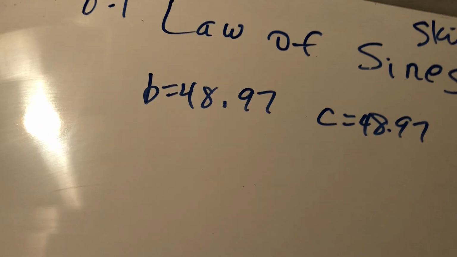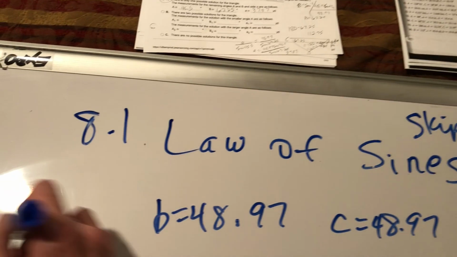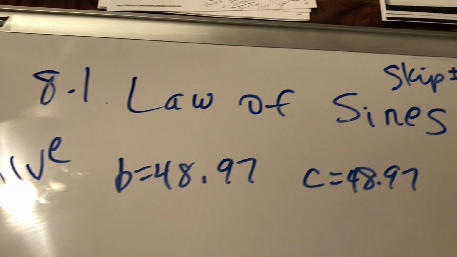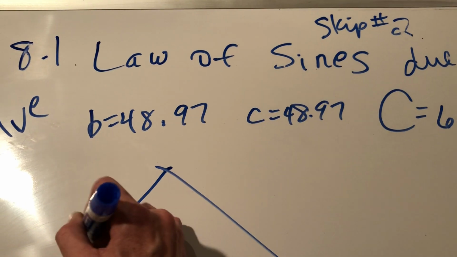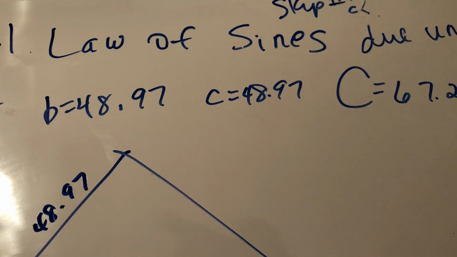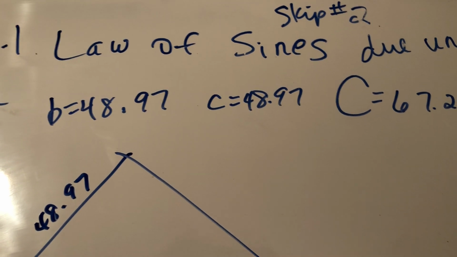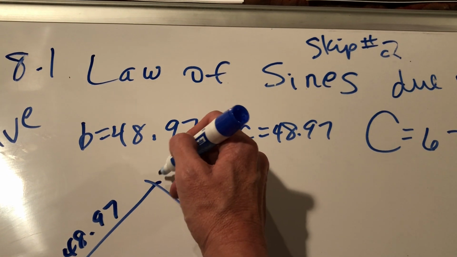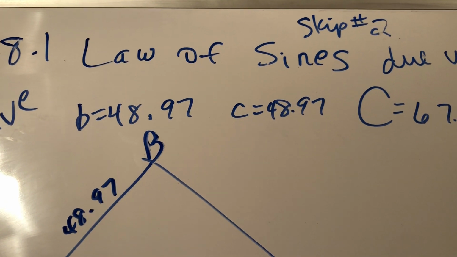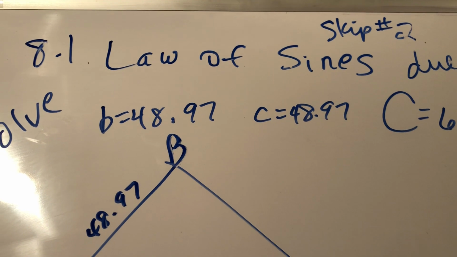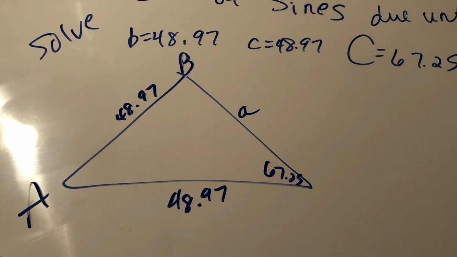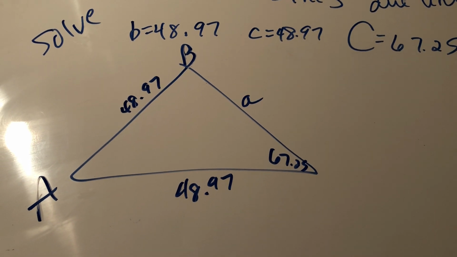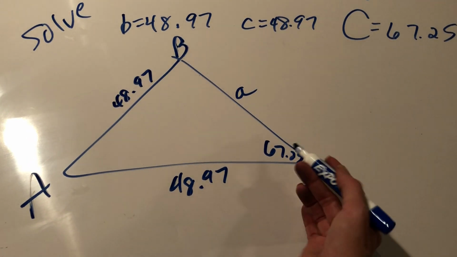So if we draw our little triangle, and we want to solve it, we're asked to solve this. So draw the triangle. C is 48.97, angle C is 67.25. And then angle B we need, this is 48.97. And then we need angle A again and little a. So there's our triangle. So see, we only have one angle.